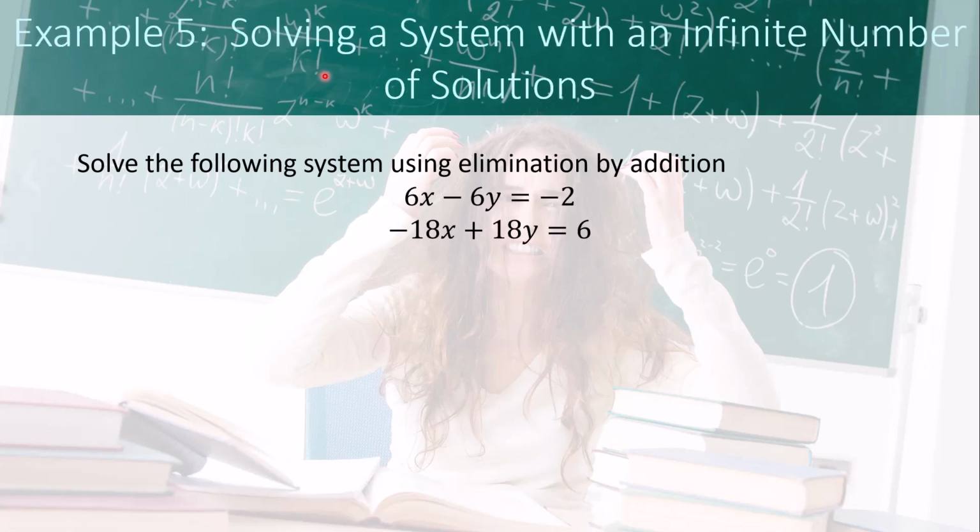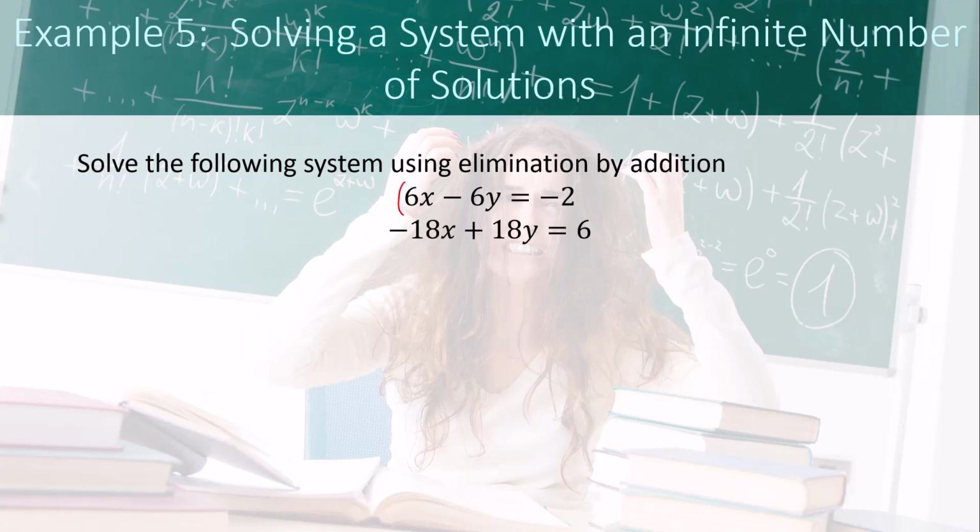Now in this example, we are going to solve a system with an infinite number of solutions. If there's an infinite number of solutions, that means that both of these equations plot the exact same line. So the question is, what does that look like when we are using elimination? Well, notice here that I have a 6x and a negative 18x. Now, if I multiply this equation by 3, my coefficient will be 18, and when I add the two equations together, they will cancel. So let's go ahead and do that.